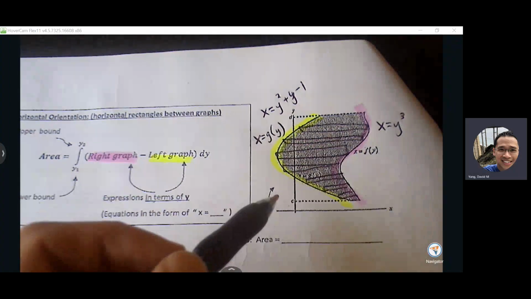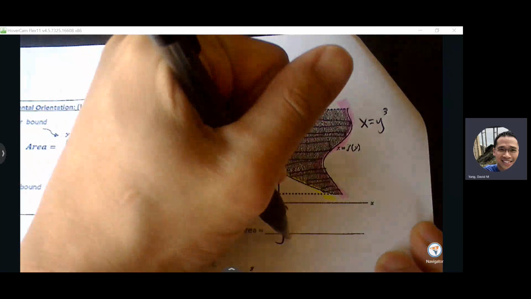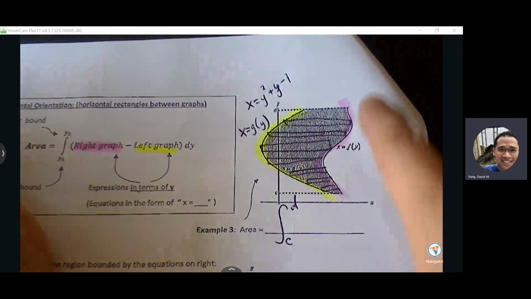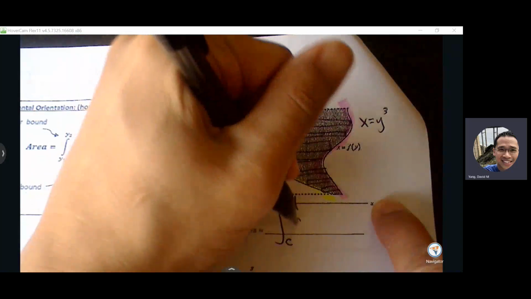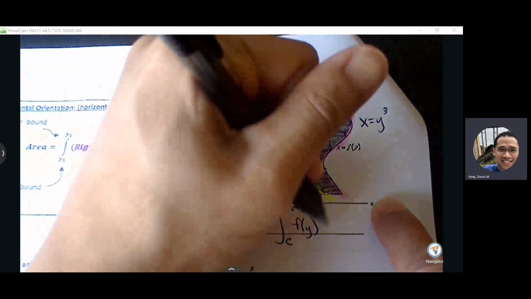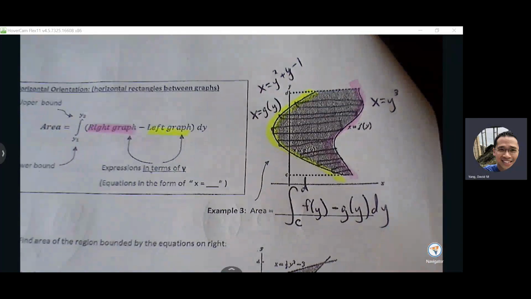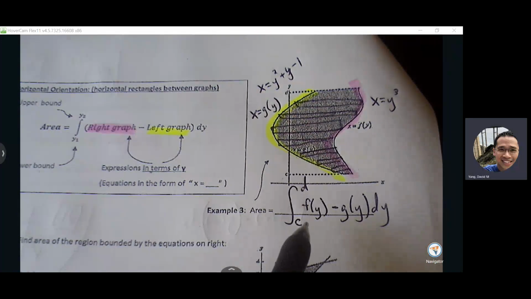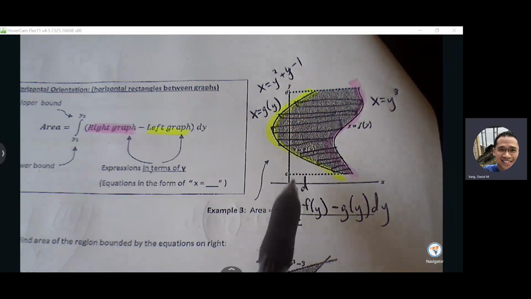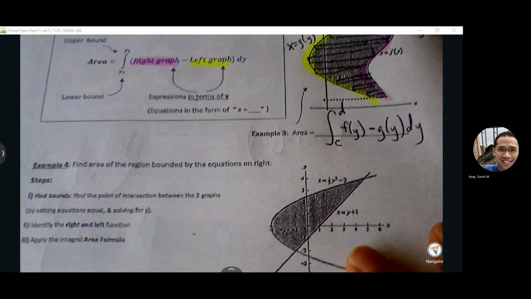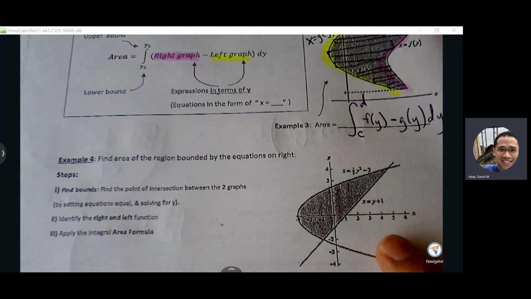Okay, so the area for this region, this diagram, is the definite integral from the lowest y value, which is c, to the highest y value, which is d, and then the right graph minus left graph. The graph on the right is f of y, and the graph on the left is g of y. And then we say dy. So anytime we do right minus left, we have to do everything with a different orientation. Everything's in terms of y instead of x. Okay, so let's look at example 4 here.